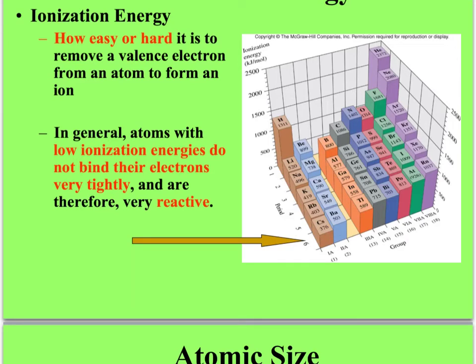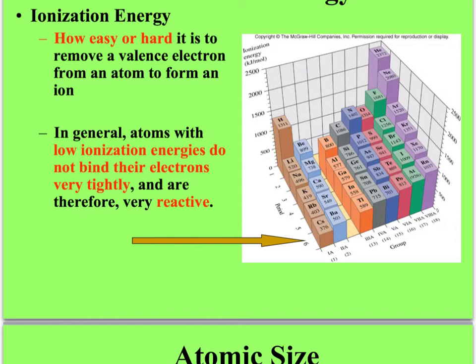This is how much energy is required to remove a valence electron from an atom to form an ion. If you remember, the valence electron is the electron in the outermost shell, and this tells you how easy or hard it is to remove that valence electron. In general, atoms with low ionization energies do not bind their electrons very tightly and are therefore very reactive. So they kind of go hand in hand. If they easily lose their valence electrons, they're very reactive.